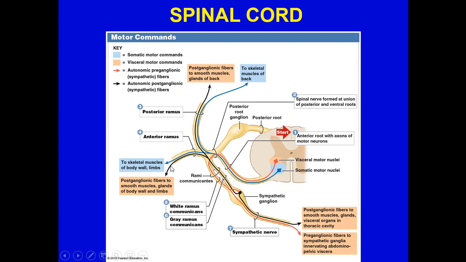Same thing out here on the anterior ramus, postganglionic fibers to smooth muscles, glands of the body wall and limbs. And then also you've got, that's the visceral motor, and basically the motor fibers that come out here to the skeletal muscles of the body wall and limbs, okay? That's what you're going to be conscious of, okay? Notice that visceral motor nuclei come out through here, back and forth and come down. Somatic motor nuclei come out and branch out to posterior and anterior.